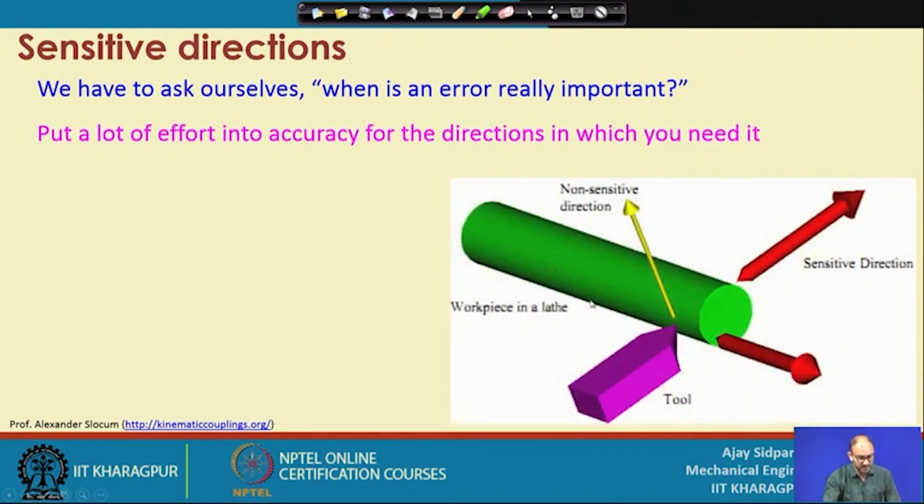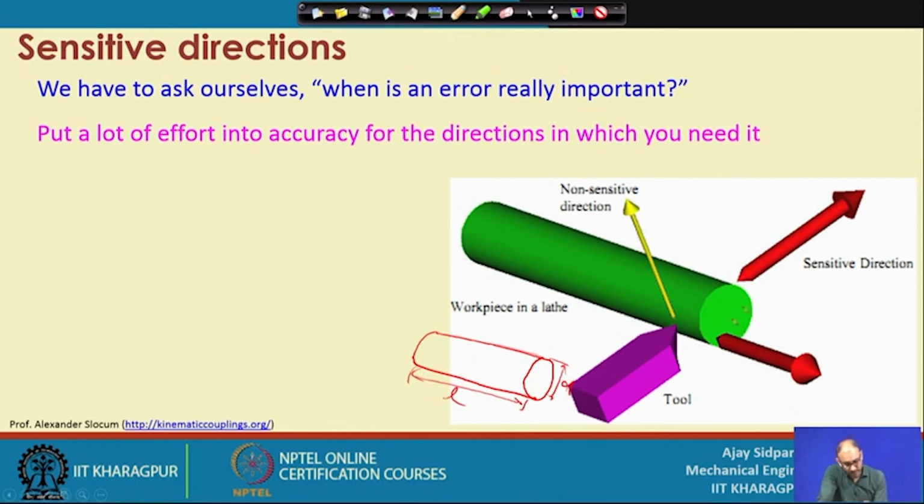So, now consider this is the turning operation. What we are getting out of the turning operation is one particular component. This is the component we are getting out of it. And how do we specify this component? We specify this component in terms of the diameter and the length, correct.